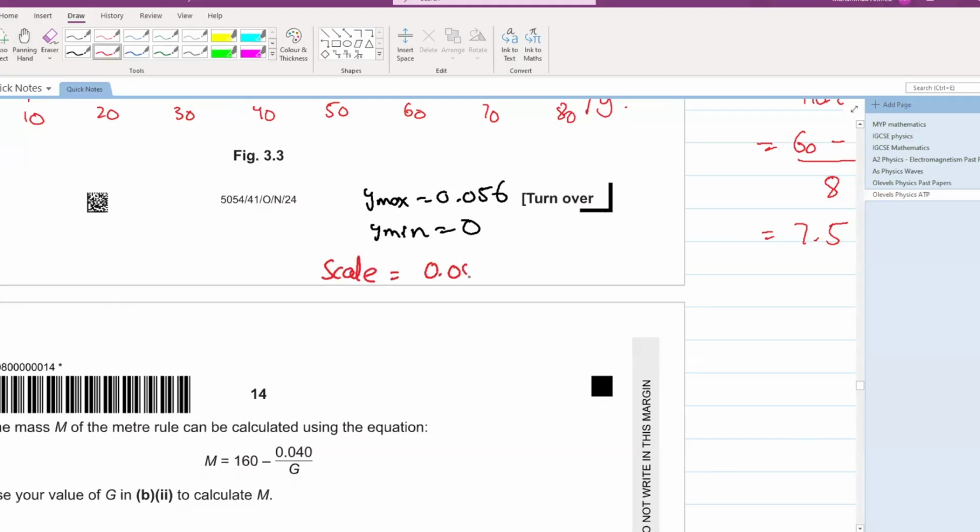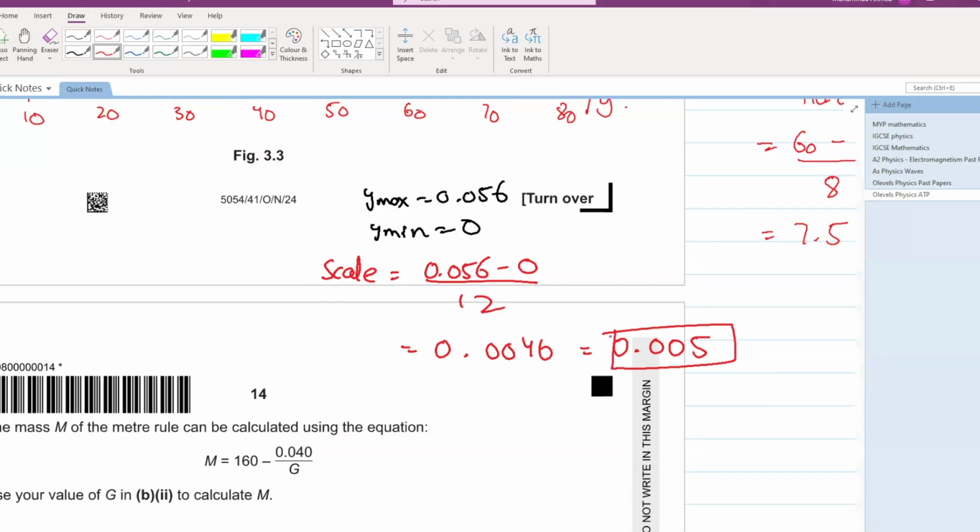Y maximum 0.056 minus 0 divided by 12. This comes out to be what? 0.056 divided by 12. This gives you a scale of what? This is 2 in decimals. This gives you a scale of 0.0046. Now you know this scale cannot be plotted. This is an odd scale. What will you plot? You will say each big box or each large box represents 0.05 on the y-axis because that is a good number, or you can say that is a scale that will be readable.